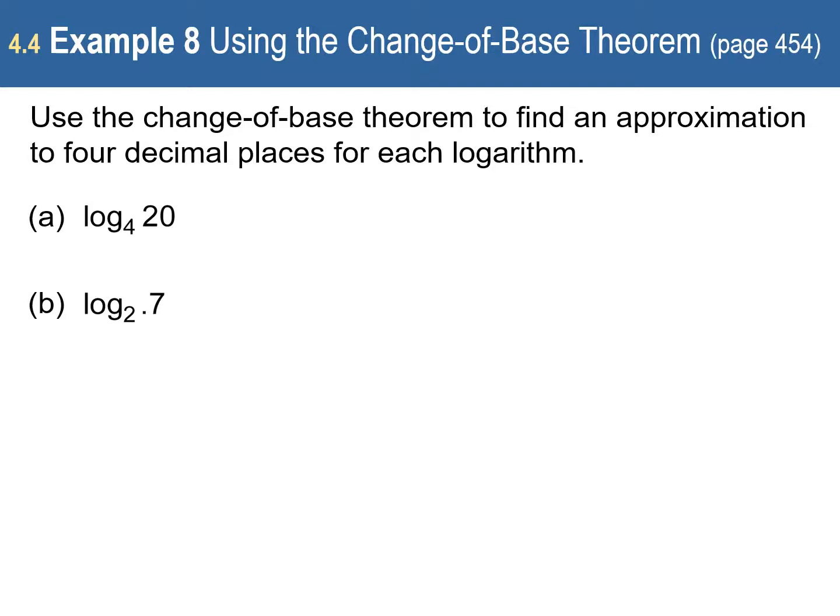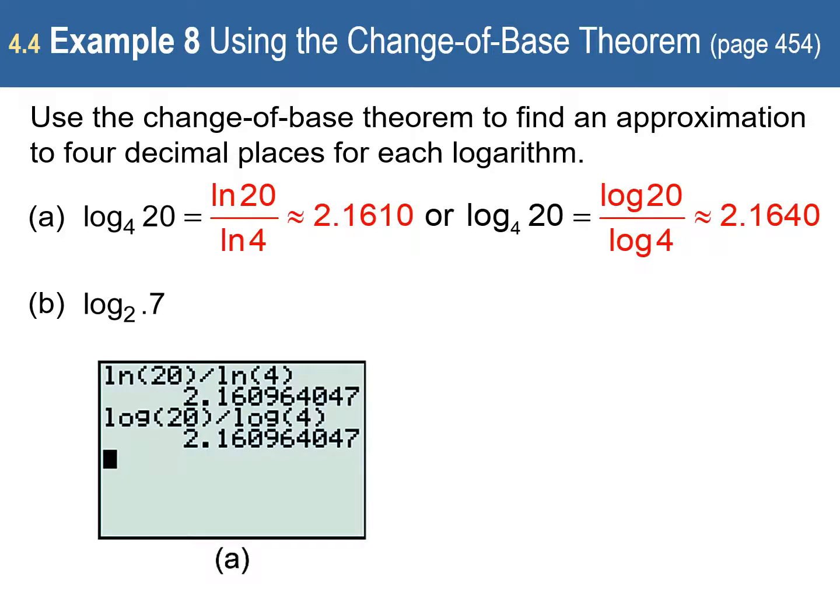Use the change of base formula to approximate to 4 decimals each log. So log base 4 of 20, I can change that to any base I want. So if I change it to natural log, it's natural log of 20 divided by natural log of 4, which is 2.1610. Or I can change it to log base 10 of 20 divided by log base 10 of 4, and I should get the exact same answer, and indeed I do.